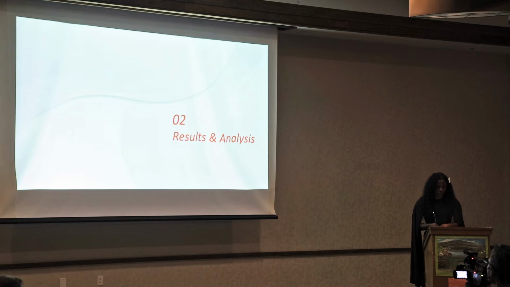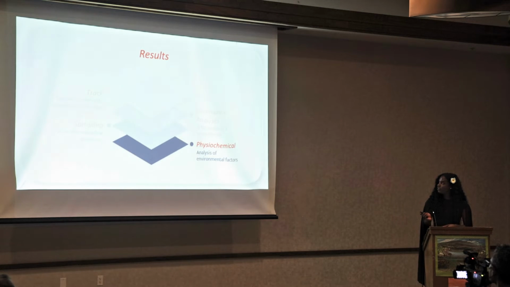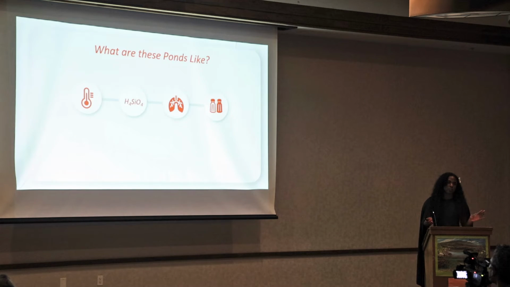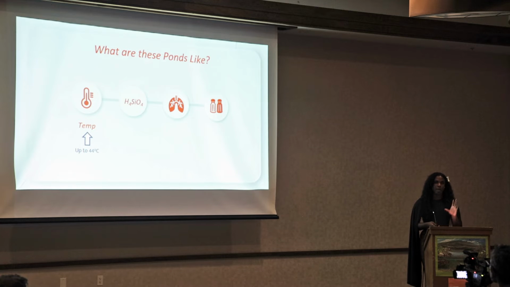So now I'm going to go into some of the results and analysis. Starting with the physiochemical side of things, I want to focus mostly on the parts of the environment that seem to vary from established ponds. The first being temperature. The temperature was very warm compared to established ponds, so they were as high as 44 degrees Celsius and ranged closer to the low 40s across the three ponds at all three time points. And these normal established ponds have temperatures closer to the mid-30s.